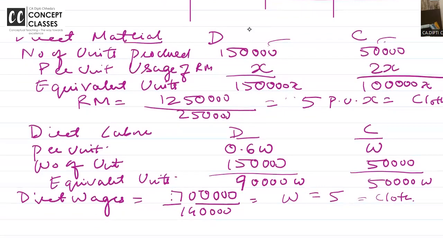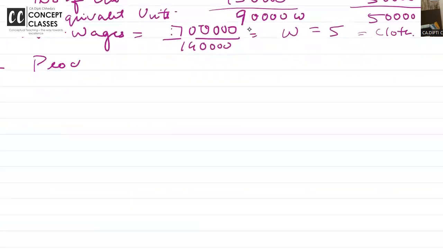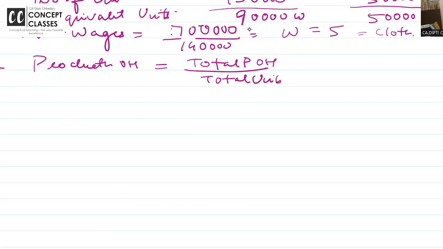Direct wages, 5 per unit. Sometimes they'll give an R. And now production overhead is same for both. Production overhead or factory overhead is same for both. So the total production overhead divide by total units. Write down. It's given in the question. Even if you're not having the sheet, write it now. I've given you the screenshot. Isko likh lo. What is the production overhead? Total production overhead?